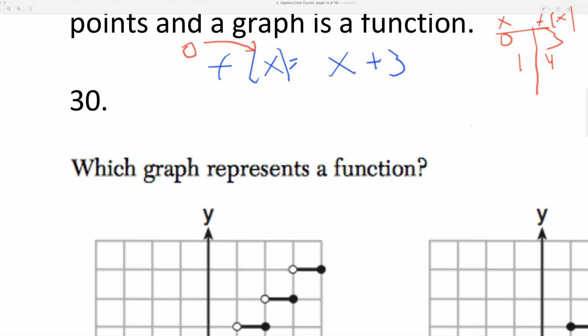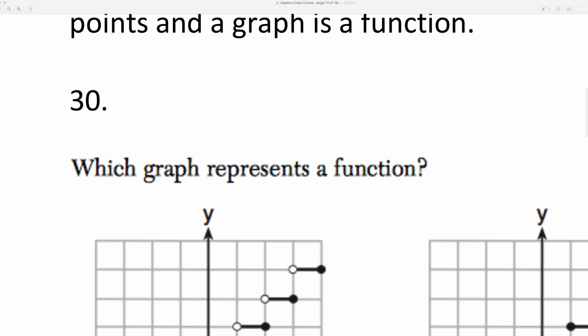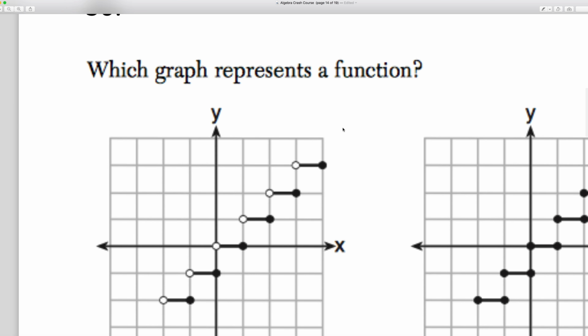It makes sense. Now, how would I know if this machine was broken? If I put 0 into this and it popped out 2 values for y, like I put 0 in and I got 3 and 8, then there's something wrong and it's not a function. The way that looks graphically is that it doesn't pass the vertical line test.